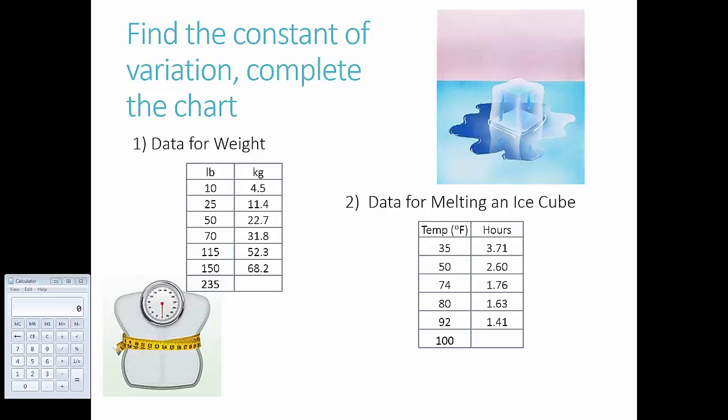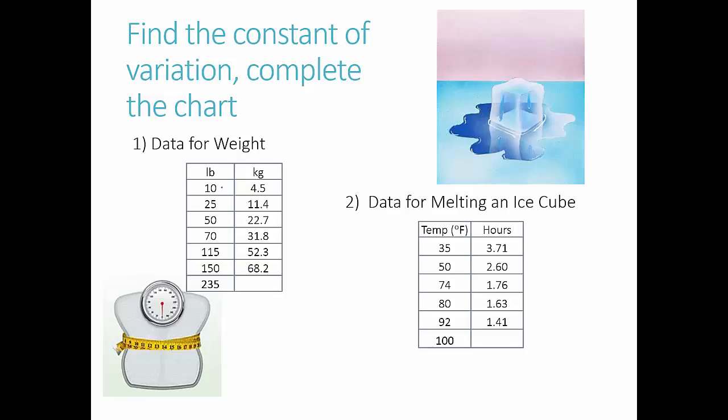Our next bit on variation, we're going to look at data, and we're also going to find the constant of variation, and then use that constant to complete a chart of information. For our first example, we're looking at data for weight. In our chart of information, we see a column of pounds, and we see a column of kilograms.